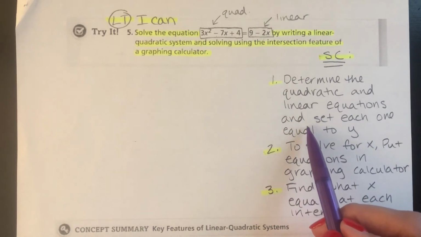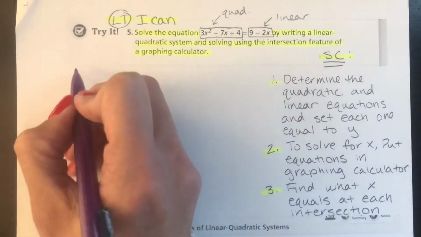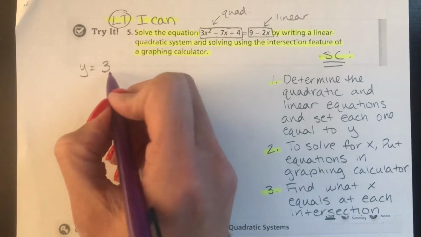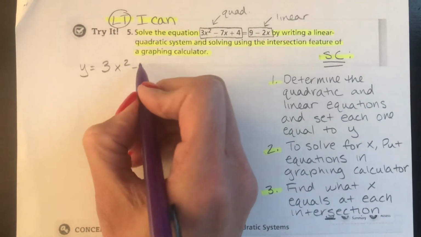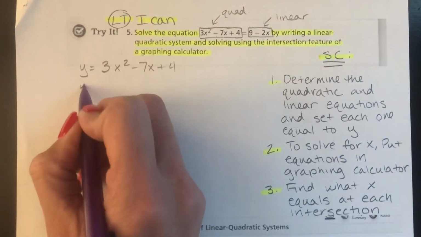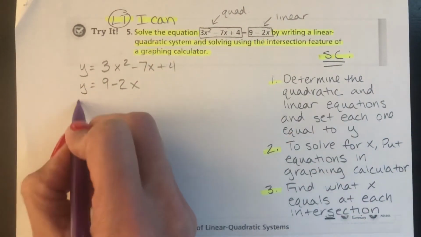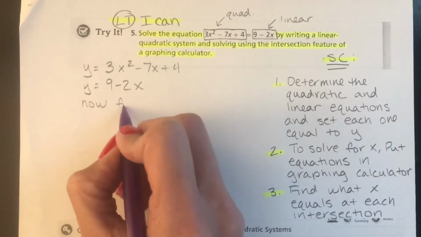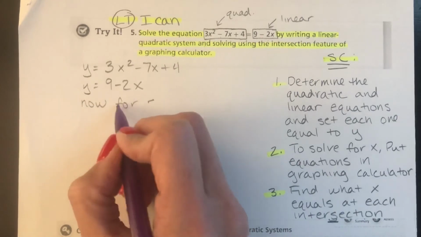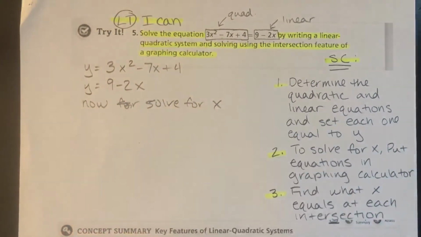Now I'm going to set each one equal to y, so I can then graph it. Quadratic: y equals 3x squared minus 7x plus 4, and linear: y equals 9 minus 2x. Now I can solve for x.